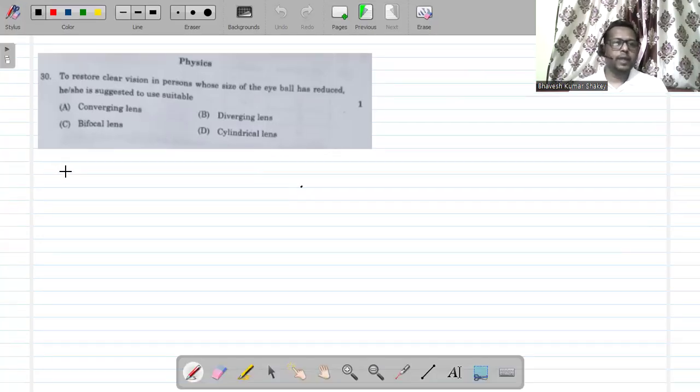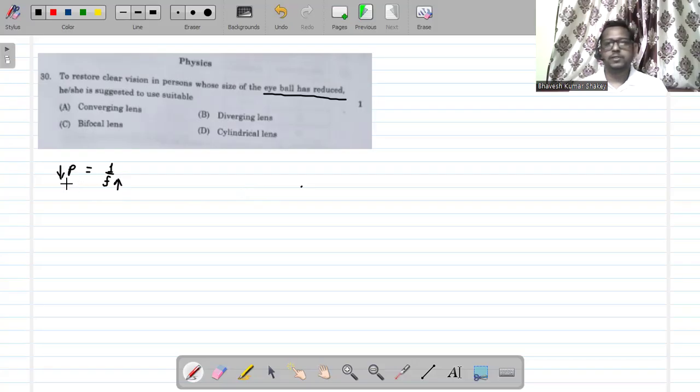As we know, the power of a lens is equal to 1 upon f. So the power of a lens is the reciprocal of focal length. He is saying that the eyeball has reduced. Eyeball has reduced means the eyeball becomes thin. So when the eyeball becomes thin, the focal length will increase. If focal length is increased, by this formula the power of the lens is decreased.